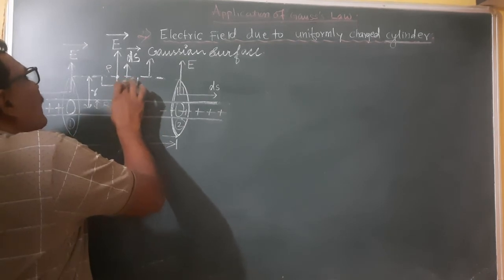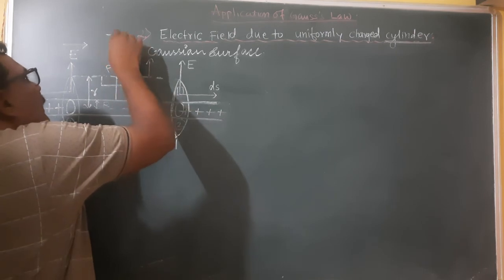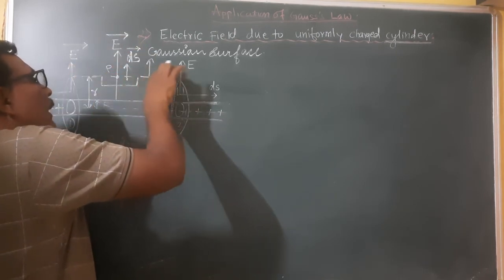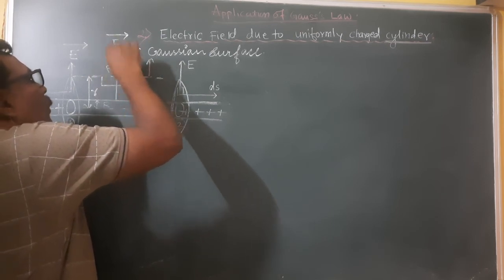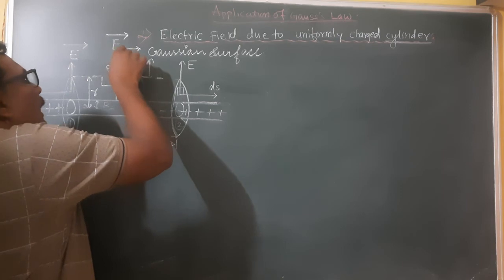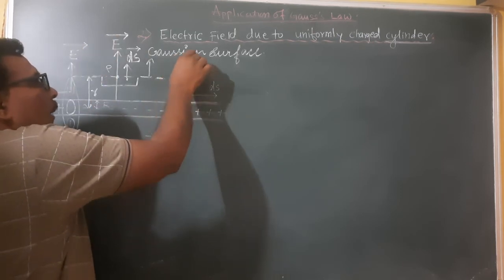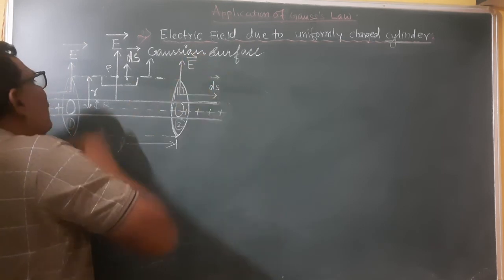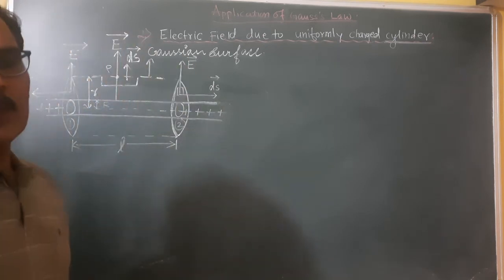We consider that the electric field is in the outward direction. At the flat ends, E bar and ds bar are perpendicular to each other. At the curved surface, E bar and ds bar are in the same direction, directly outward. Here also E bar and ds bar are perpendicular to each other.